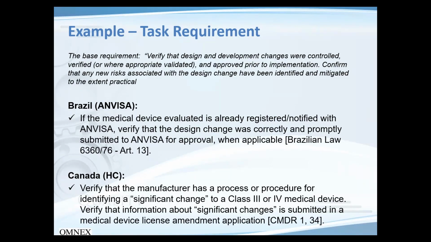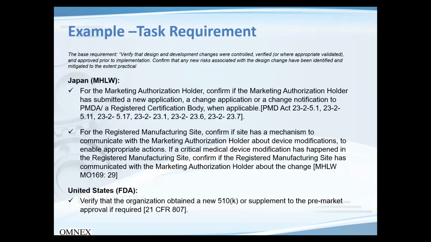Now we see that each country has, in addition to the jurisdictional requirements of the regulatory authority, which we usually call the RAs, the regulatory authority requirements, also country-specific requirements. Japan has multiple ones there. Two other requirements that we see there. The United States has one of our own: verify that the manufacturer has obtained a 510K registration and also post-market approval.